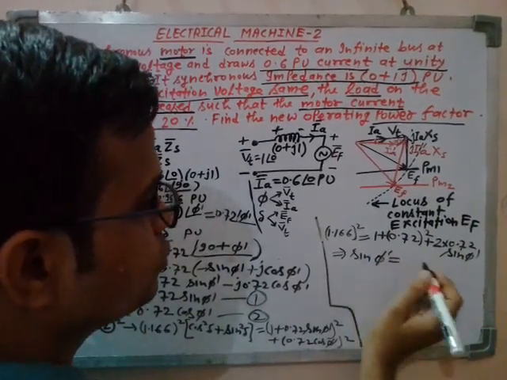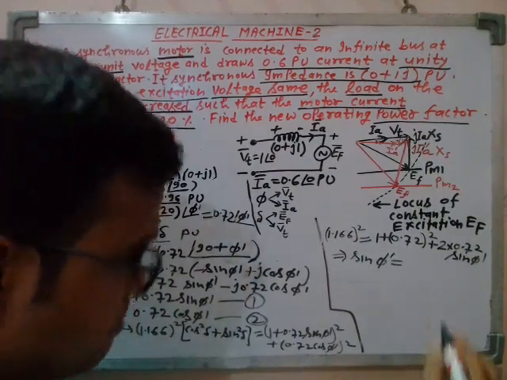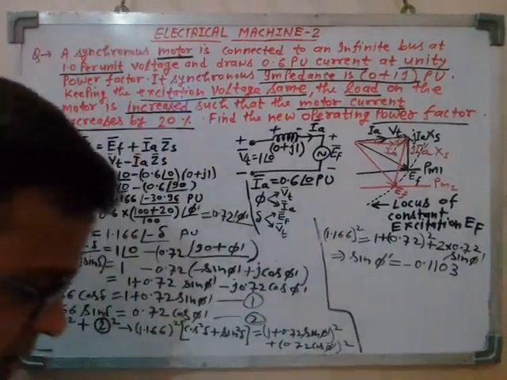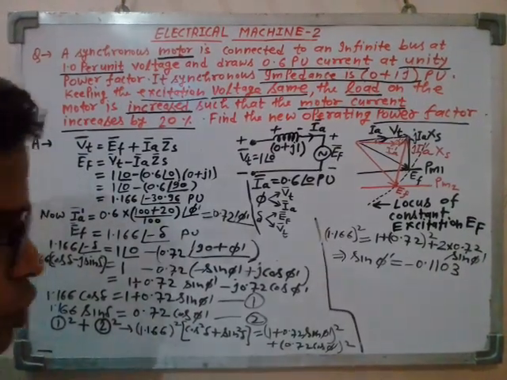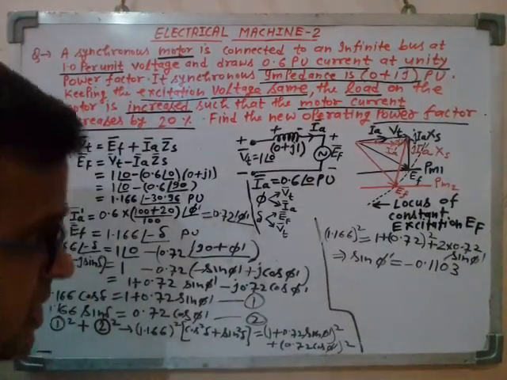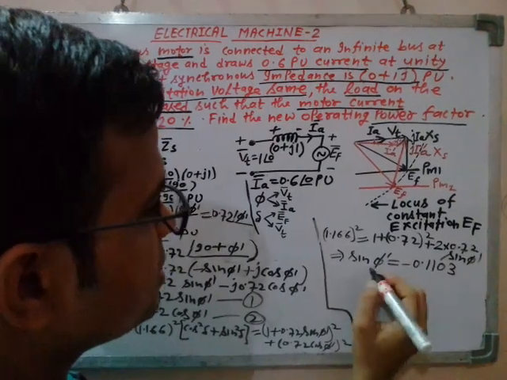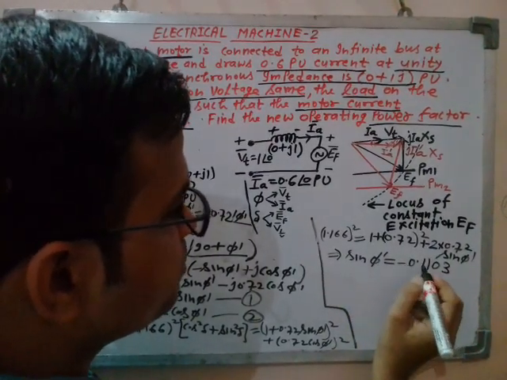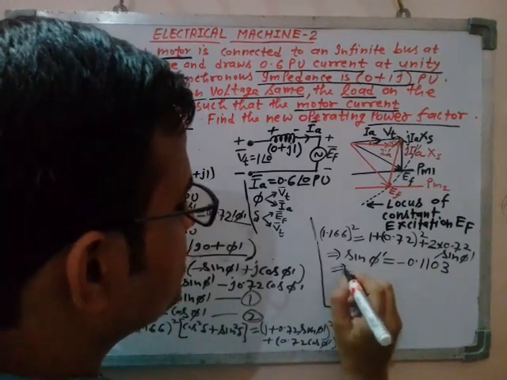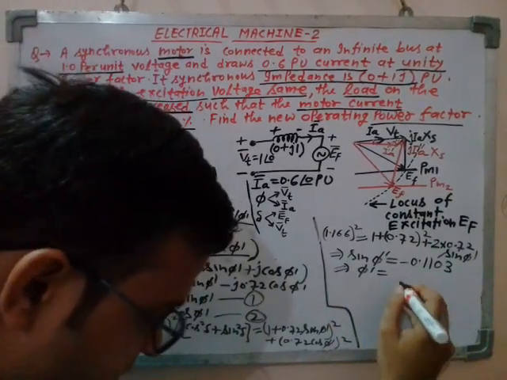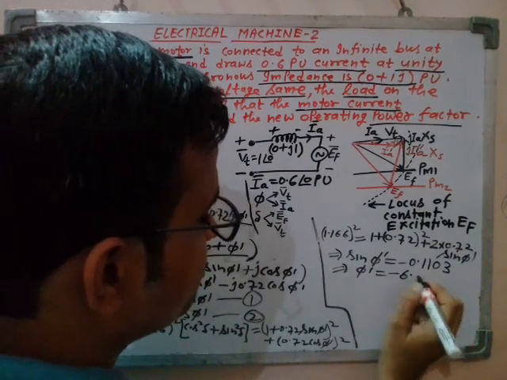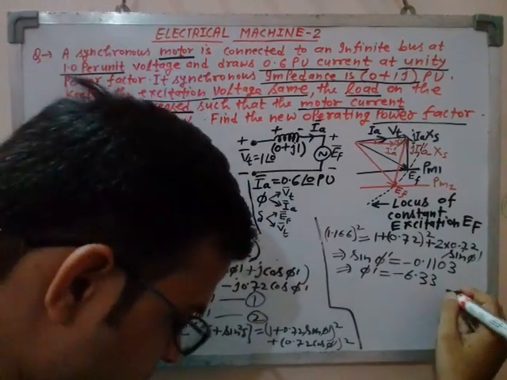is equal to minus 0.1103. You will get this, right? Use a calculator and find this. Now take inverse of this, that means phi dash is equal to minus sin inverse 0.1103. From here you will get angle phi dash, which is equal to minus 6.33 degree, right?